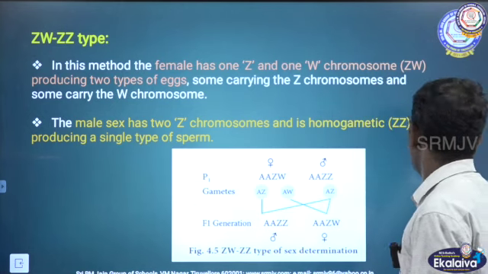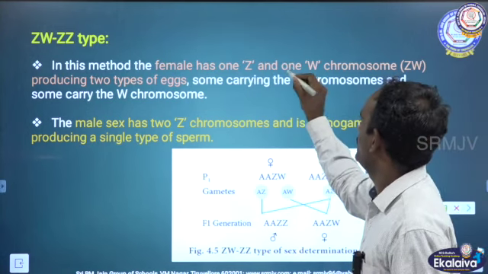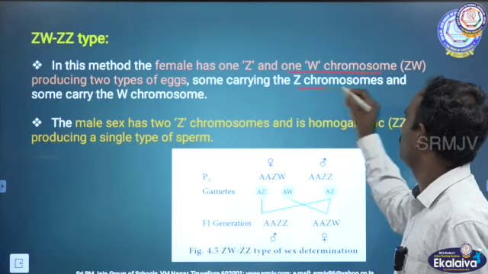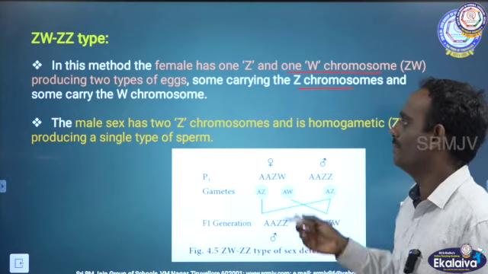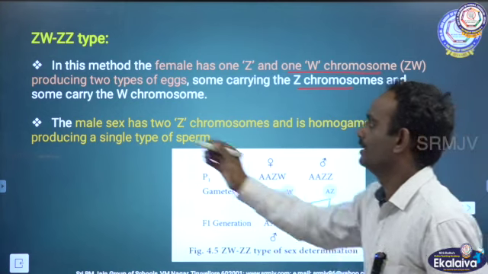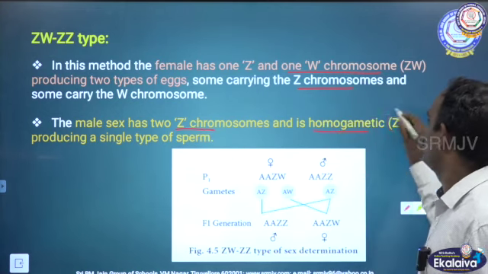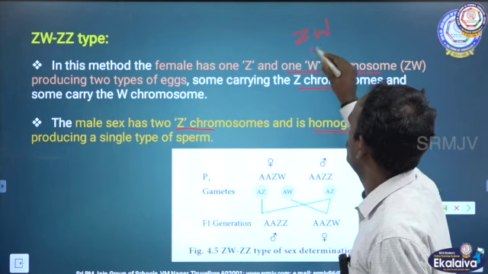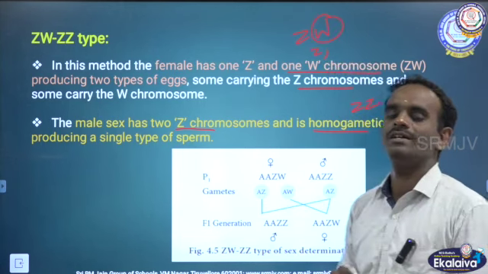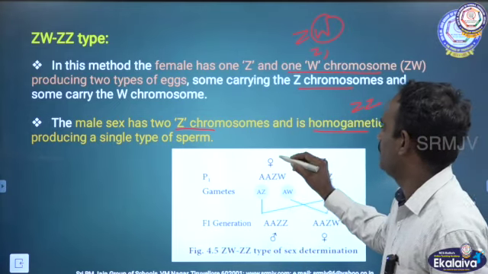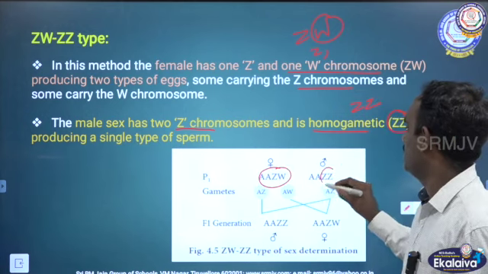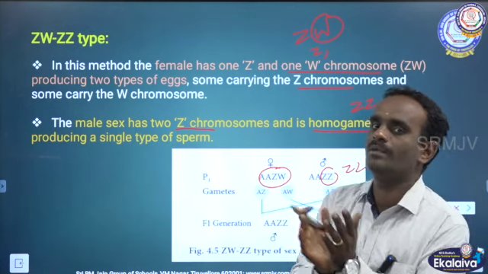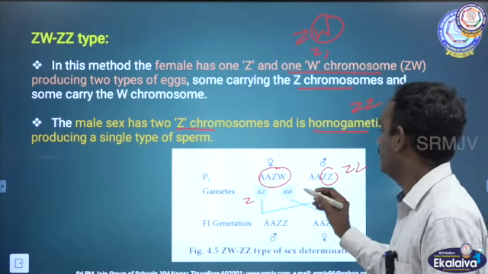In this method, the female has one Z and one W chromosome, producing two types of eggs, some carrying the Z chromosome and some carrying the W chromosome, while the male has two Z chromosomes and is said to be homogametic. Males are homogametic, the females having ZW. One type of egg has the Z chromosome and another type of egg has the W chromosome. See here, the female ZW and the male ZZ. So, two different types of gametes.